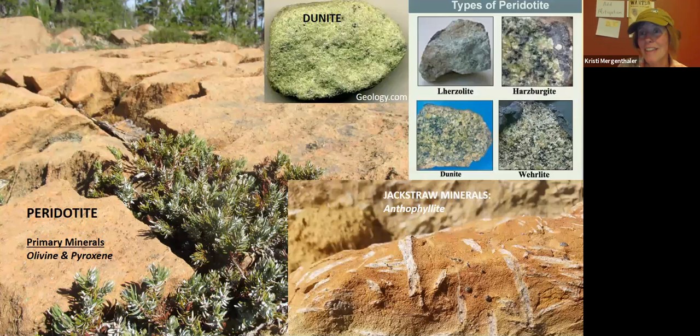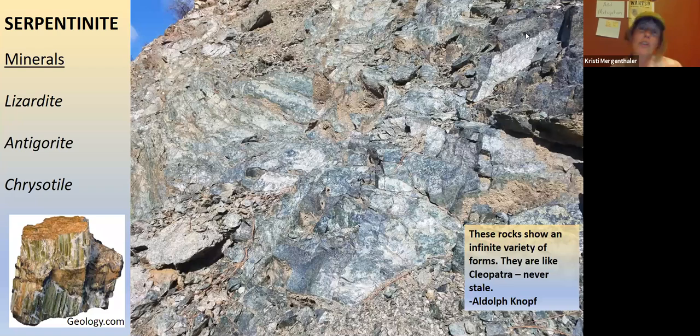And then serpentinite, and I'm going to have to read this quote. One of, I think maybe the first California state geologist, this is what he said about serpentine or serpentinite. These rocks show an infinite variety of forms. They are like Cleopatra, never stale. So, you know, I think he had a crush on Cleopatra, but serpentine rocks are extremely variable, often lustrous, often slick inside, often green, often black, and standing at rock outcrops they are beautiful.